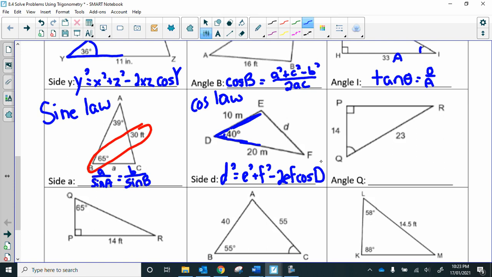Solving for angle Q, I see that right angle there, so I'm going to use the trig ratios, or Sohcahtoa. This is the angle I'm looking for, so I have the hypotenuse and the adjacent, so A and H. So that is going to be the cos ratio, A and H.